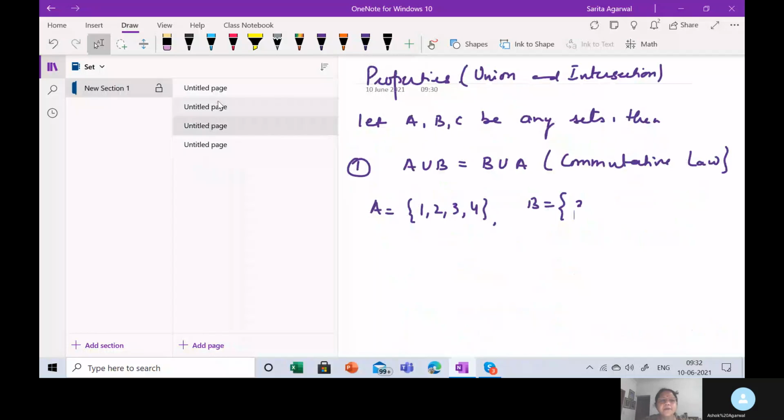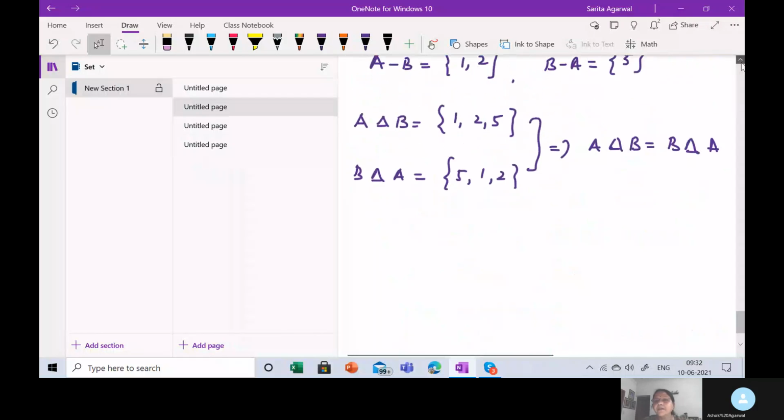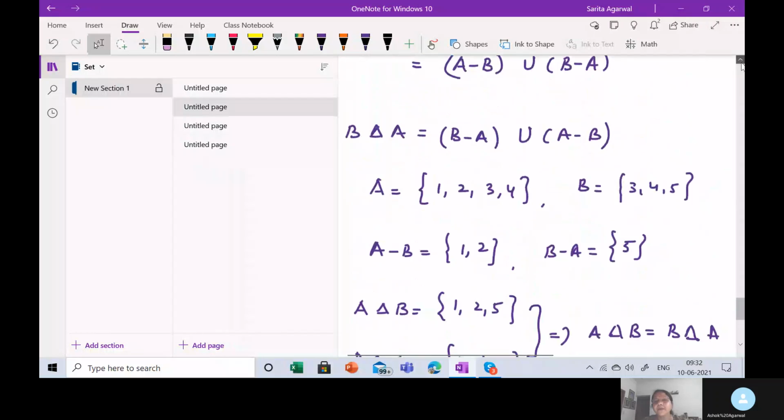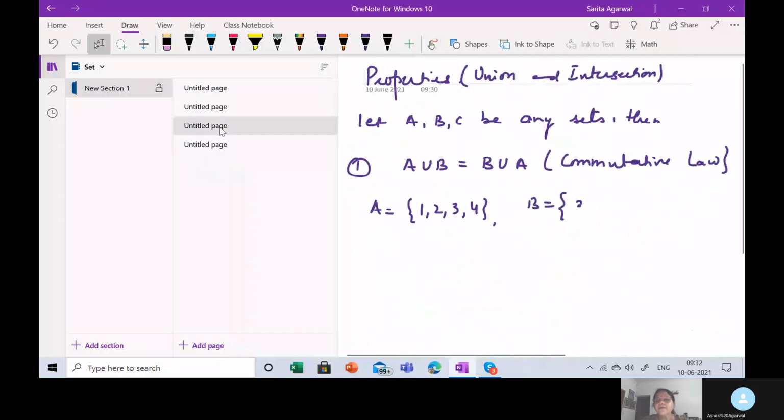properties, and now we are coming to this. Just wait. Let me see what example I have taken. 3, 4, 5. Okay, so this is the same example I want to take here. So this is 3, 4, 5.